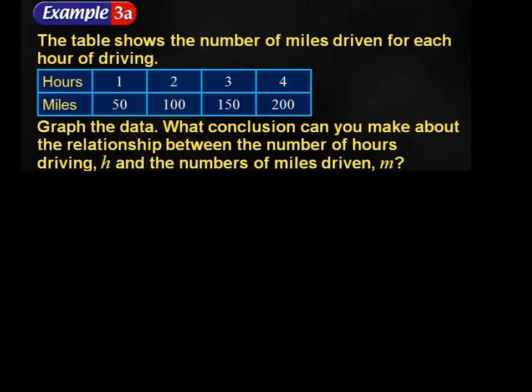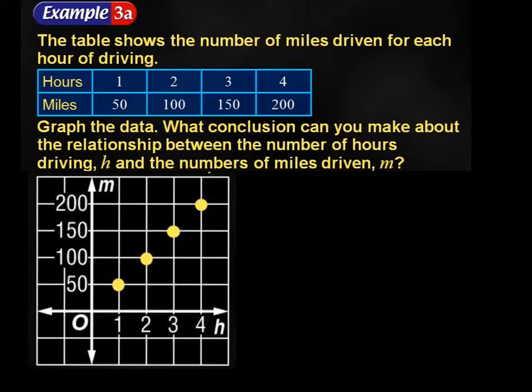The table shows the number of miles driven for each hour driving. So in 1 hour, they drove 50 miles, 2, 100, 3, 150, 4, 200. Graph the data. What conclusion can you make about the relationship between the number of hours of driving H and the number of miles driven M? I am trying to provide graphs on your lesson paper for these because it makes it easier if you have a scale already set up. So they made their vertical scale going by 50s instead of 1s and plotted the points.